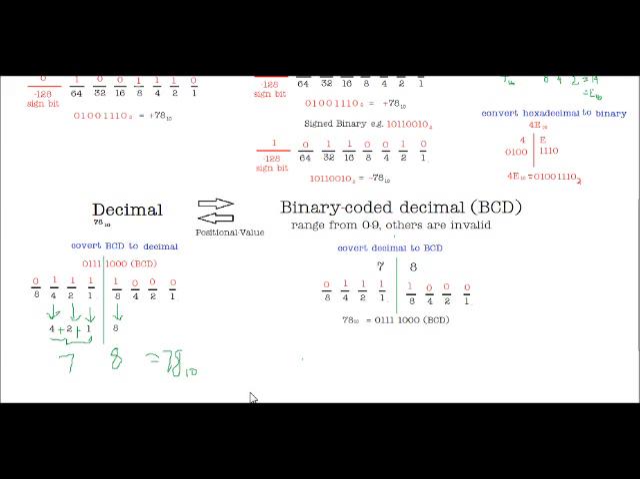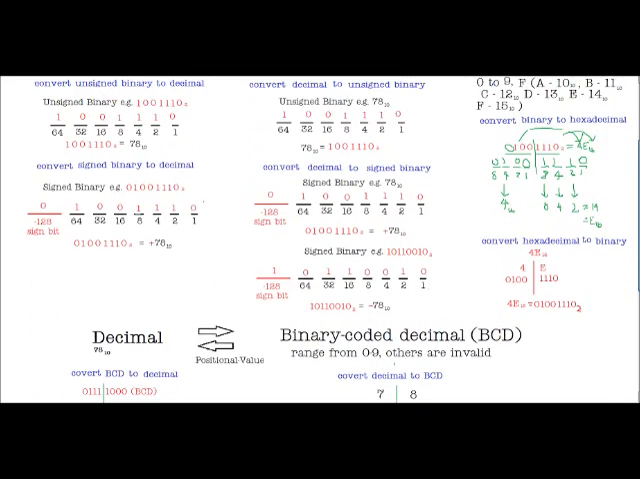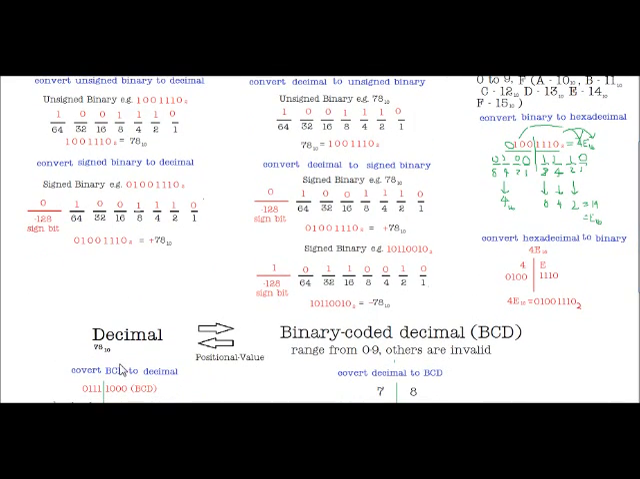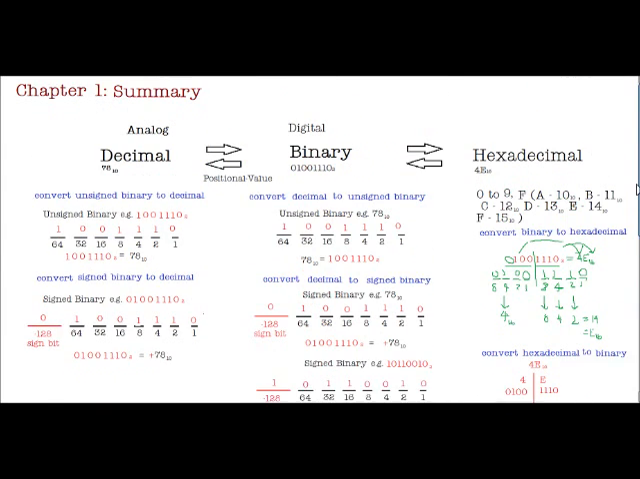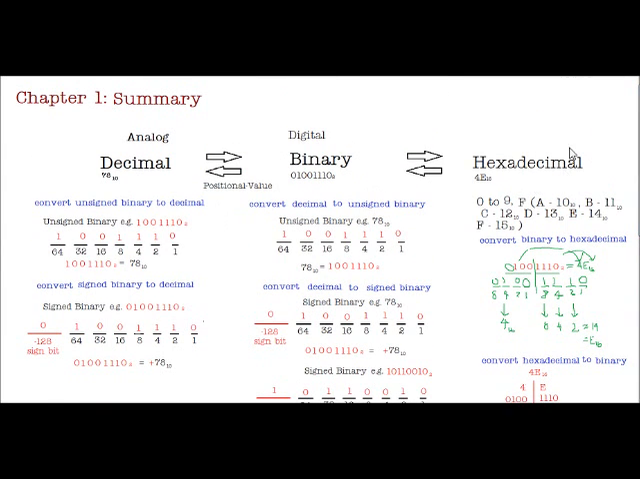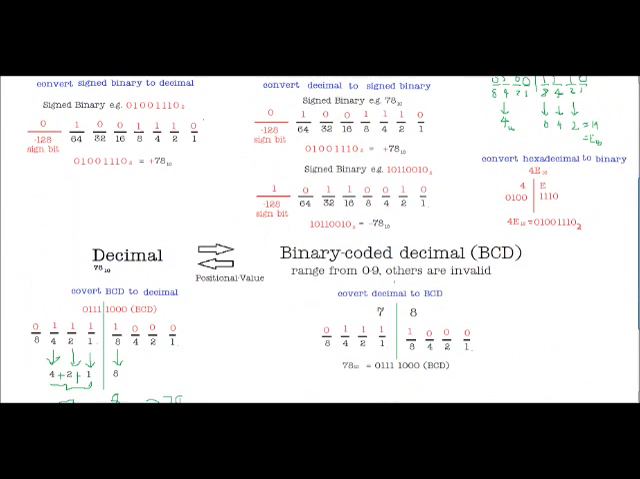All right. So if we want to convert BCD to hexadecimal, we first need to convert BCD to decimal, and then we convert it to binary, and then to hexadecimal. Similarly, if we want to convert a hexadecimal to BCD, we first need to convert to binary, then to decimal, and finally to binary coded decimal.